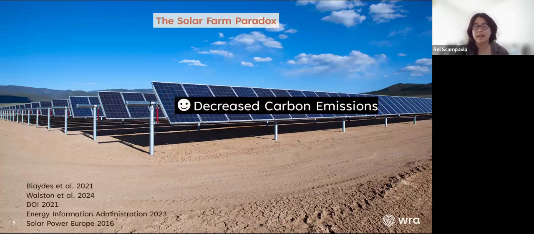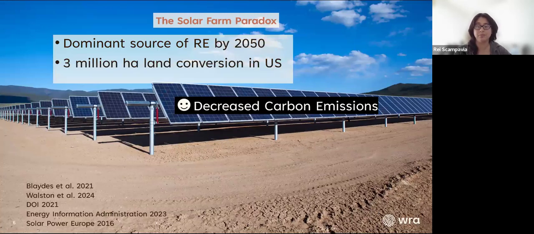On the energy side, solar farms are one of the leading means to decrease carbon emissions currently, which reduces our dependence on fossil fuels and can help alleviate the magnitude of climate change. Solar energy is predicted to become the dominant renewable energy source worldwide by 2050, and the US is currently leading the world in solar energy production.